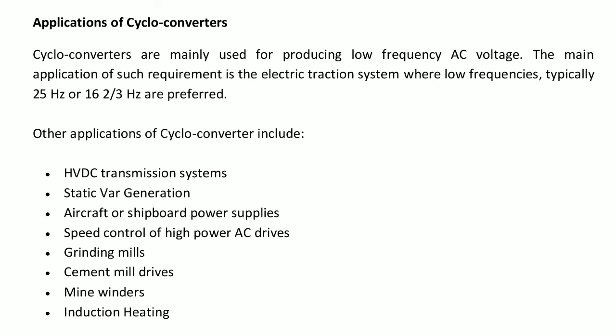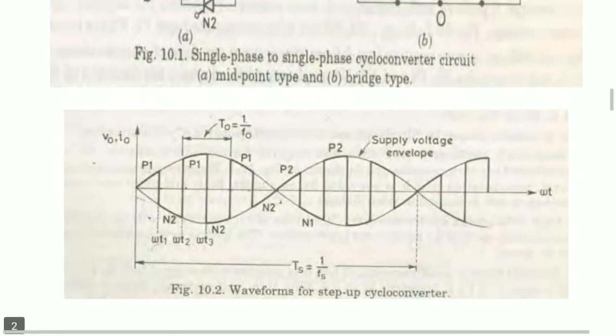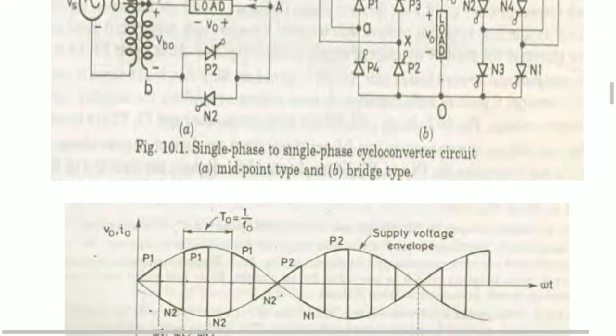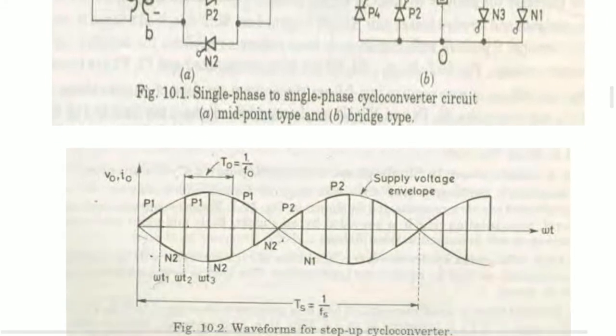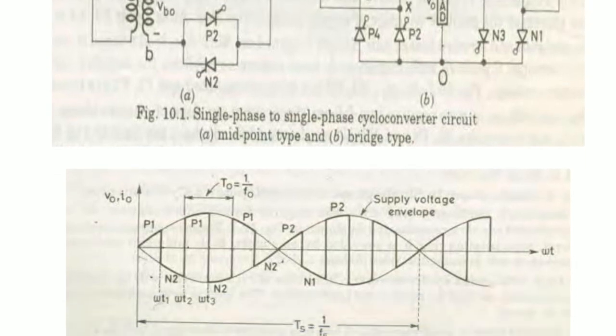So this is all regarding the basics of the cycloconverter and the step up cycloconverter. Please remember the circuit diagram and the waveform, and the two topologies, that is midpoint type and bridge type. The waveform will be the same for both topologies, only the SCRs and their triggering methods will change. This is the basic difference between these two.